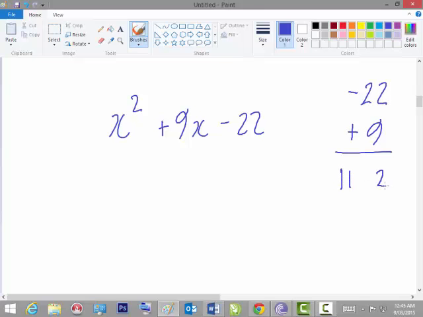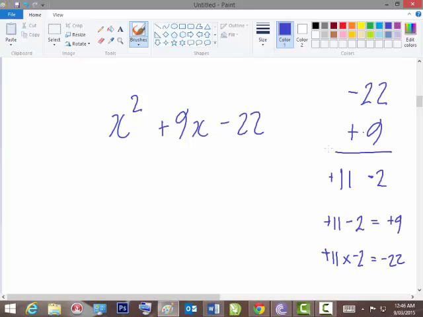I know that 11 and 2 gives me 22. One of them has to be negative. Which one is it? I think the 2 has to be negative, and 11 has to be positive, because positive 11 minus 2 gives me positive 9, which I've got here, and positive 11 times negative 2 gives me negative 22, which I've got here. So I've solved it. It's x plus 11, x minus 2, and that's it.